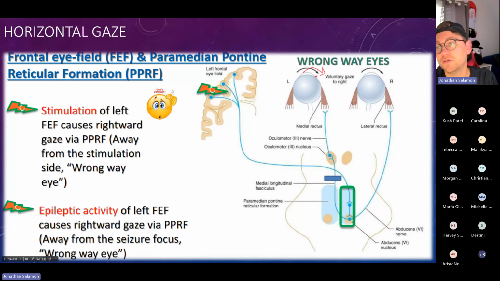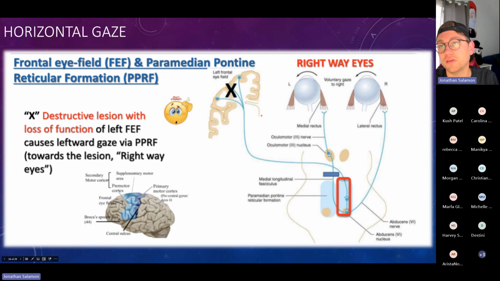So he refers to it as wrong way eyes. Because you're having a seizure and your eyes are looking away from the seizure. So I always remember this because flashing light causes seizures, and the eyes are going to look away from the bright light.